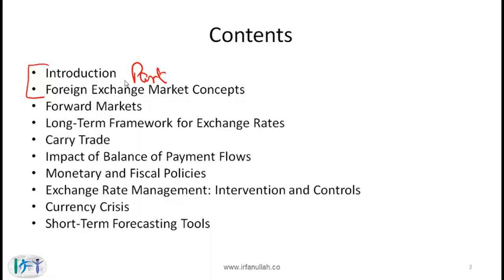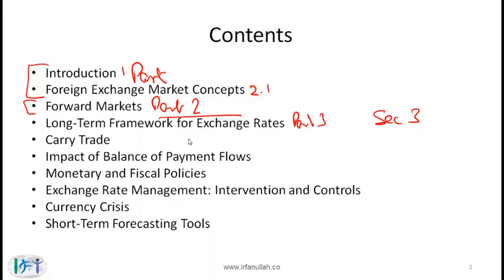So this is section 1 in the curriculum and then section 2.1. In part 2, I will go over forward markets, and this is a relatively short segment. Most of what you will see up to here is material that you have also seen at level 1. Then in part 3, I will go over the long-term framework for exchange rates. This corresponds to section 3 in the curriculum, and this is a relatively long segment.